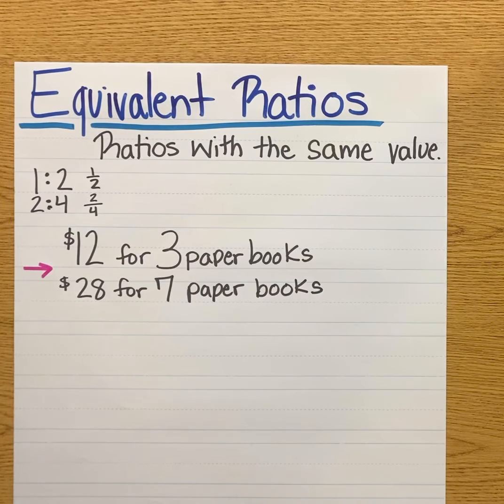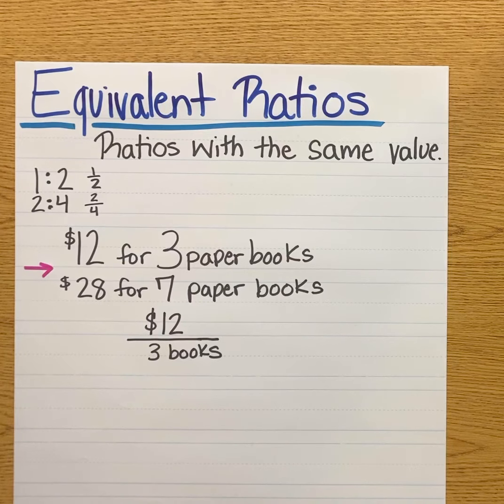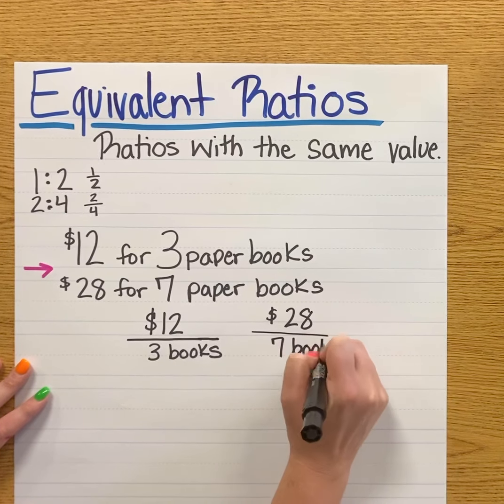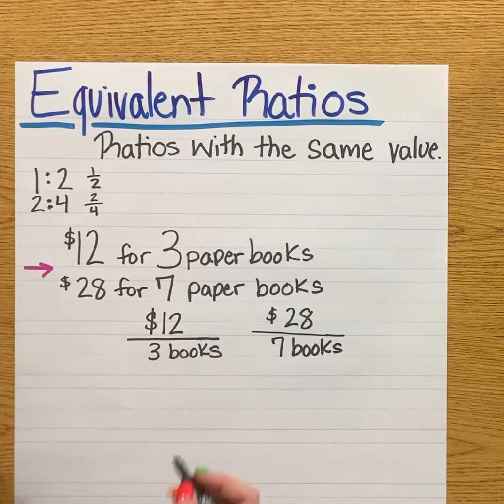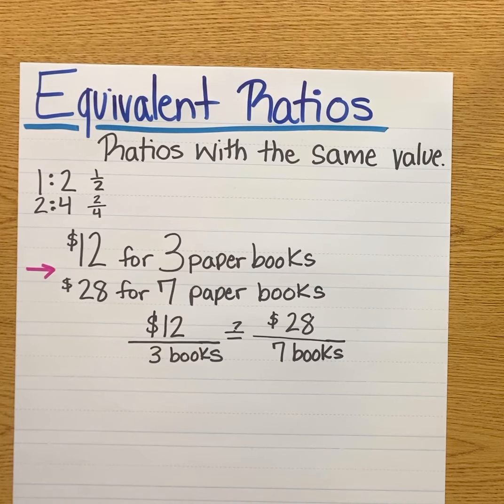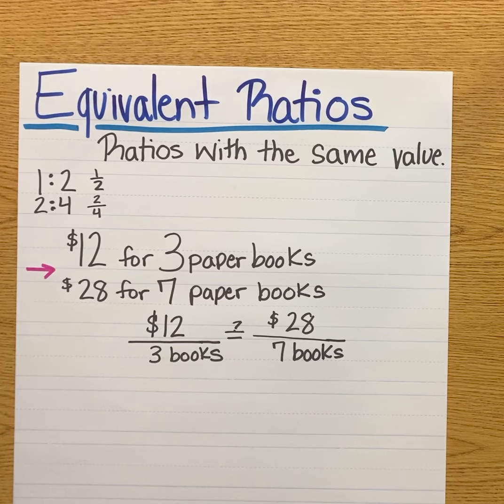So I have $12 over 3 books. Okay, $12 over 3 books. And I need to see if that is the same as $28 over 7 books. But like we talked about in the last video, we need to know if they are equal. In the last video, we talked about the easy ways to figure out if they are equivalent, and that was by multiplying something, this one, by something to get over here. Well, I know I can't do 3 times anything to get 7. Okay, so I am going to use my trick strategy.